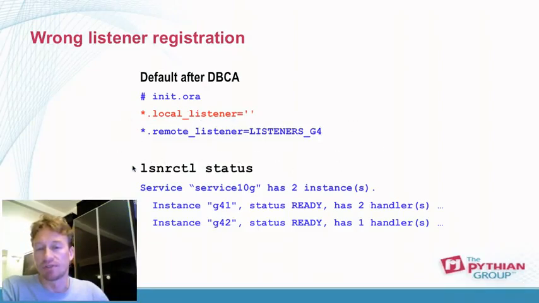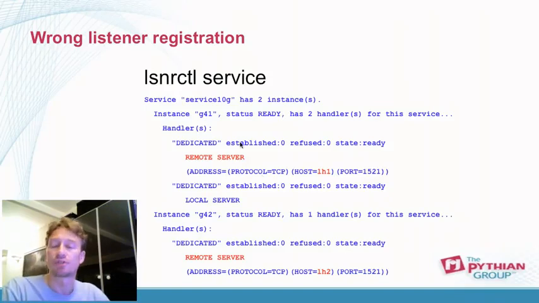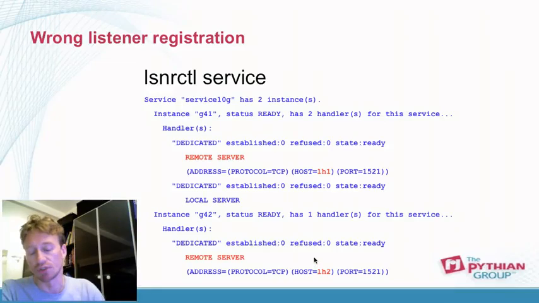And if you look at lsnrctl status, you would see that remote registration is working, but if you look at lsnrctl services, you will see that for remote instances, the listener doesn't use the virtual IP. So this is what's wrong. This is what's wrong when you leave local_listener empty by default.